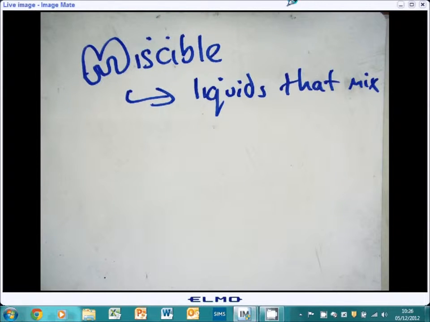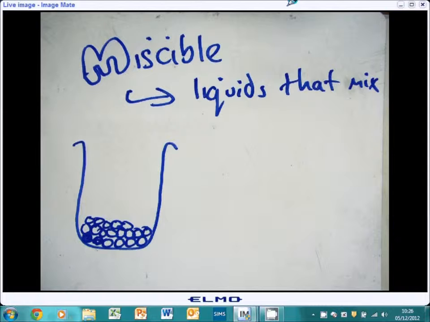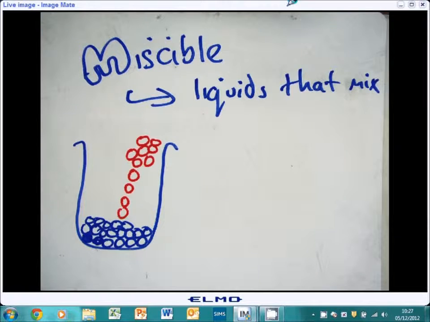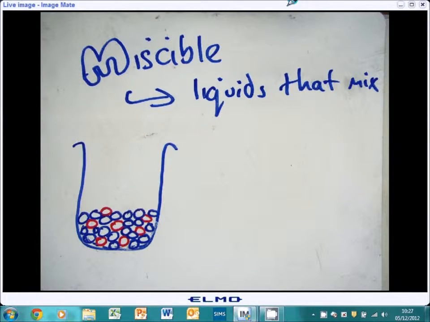The first one is miscible. Basically, that means that liquids mix together. So if you have two liquids, they will not separate. So if I take a liquid, for example water, and pour in another liquid that is miscible, you will see this. The particles mix together and are evenly spread throughout.